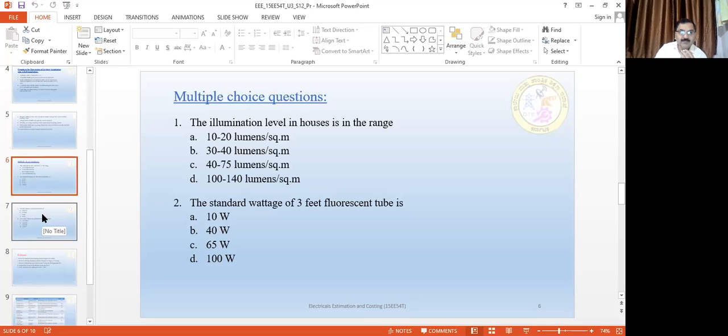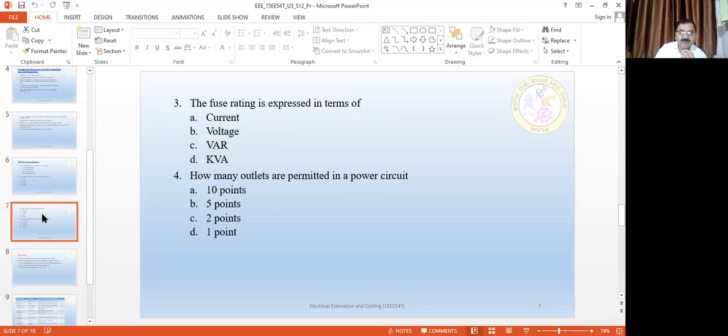Again, slim tubes are available in the market. So 2 feet slim tube is having 18 watts capacity and 4 feet slim tube is having 36 watt capacity. So next question, third question. The fuse rating is expressed in terms of option A, current, option B, voltage, option C, VAR, option D, KVA.